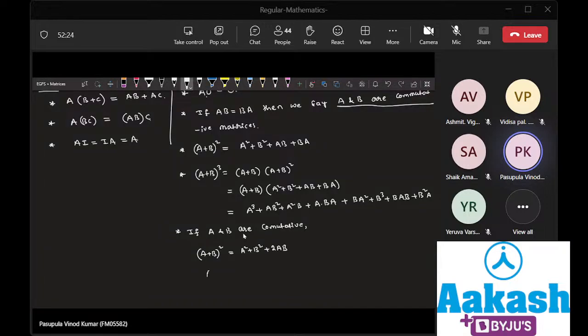And next, A minus B whole square will be A square plus B square minus 2AB. The same identities apply as in algebra, right? So A plus B whole cube, you can write it as A cube plus B cube plus 3AB into A plus B. This you can apply, not an issue. Do you get it, everyone?